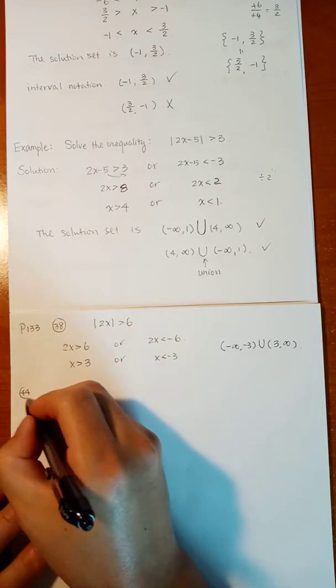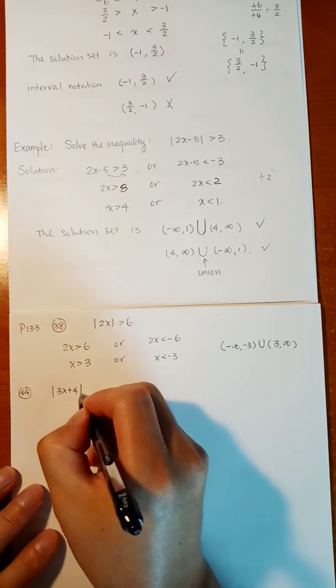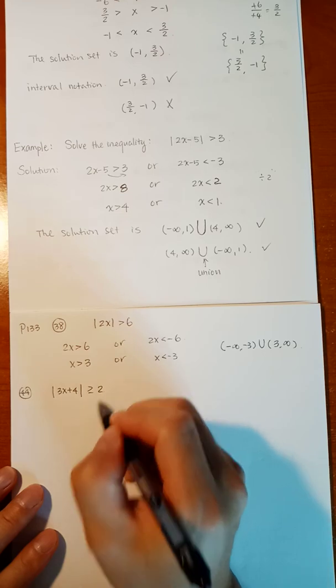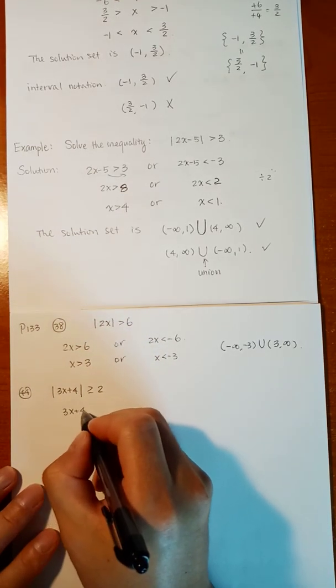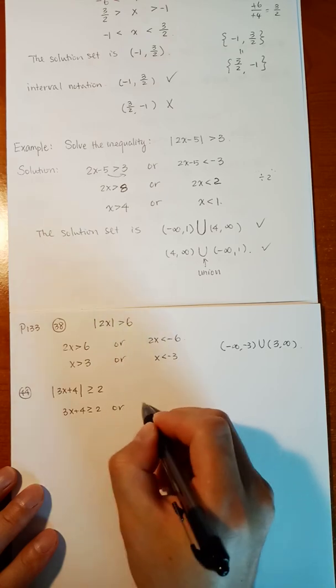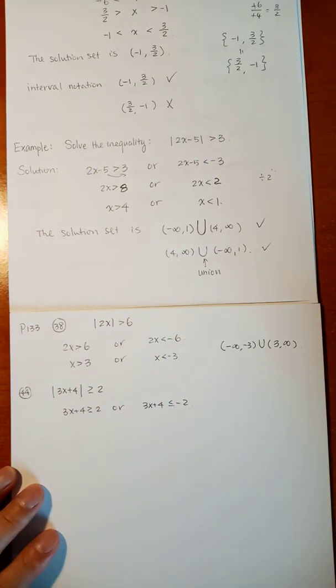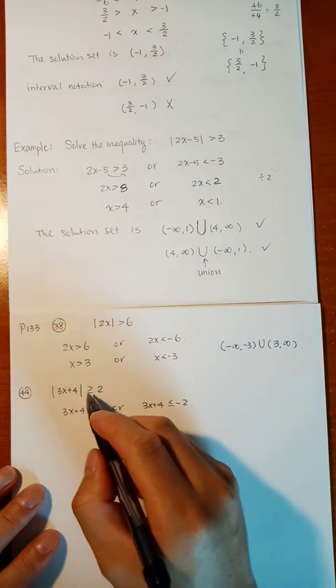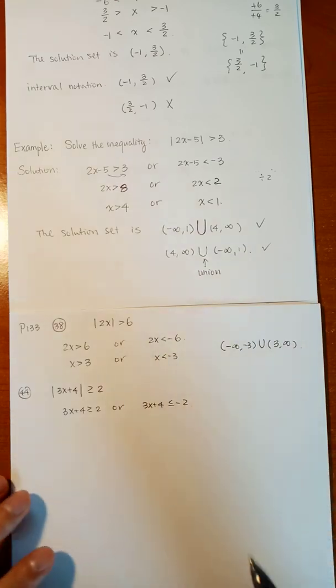44. Absolute value of 3x plus 4 is greater than or equal to 2. So it's 3x plus 4 is greater than or equal to 2, or 3x plus 4 is less than or equal to negative 2. Right? Because it's greater than. Whenever I have greater than, it always contains two parts.